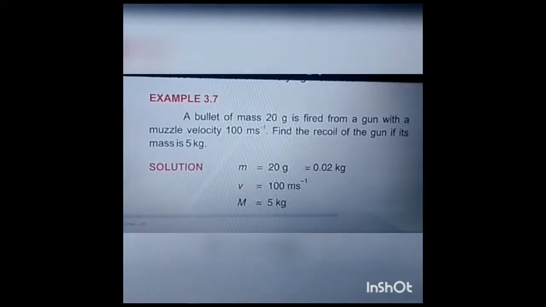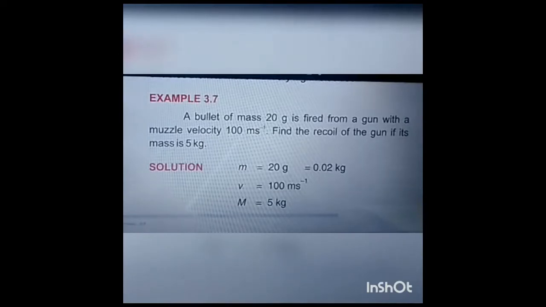So students, as in the previous example, I told you that in the application of the law of conservation of momentum, there was a gun which had a bullet in it, and if you remember, we denoted the mass of the bullet with small m and the mass of the gun with capital M. The velocity of the bullet after it was fired was small v, and after the gun recoils it was capital V. So in this problem, the mass of the bullet is given as 20 grams.